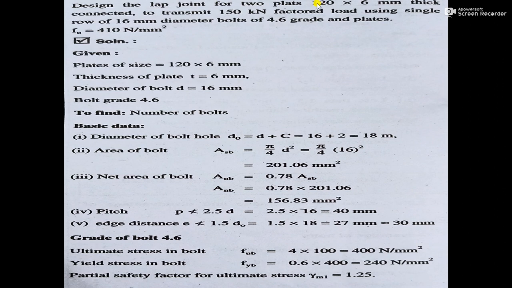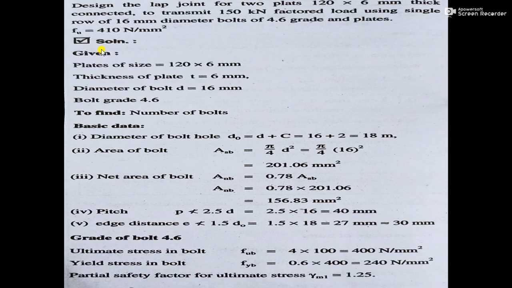Here two plates are given, and those plates are 120 mm into 6 mm thick, both having the same dimensions: one plate 120 mm by 6 mm thick, another plate also of the same size, 120 mm into 6 mm thick. These are the two plates, connected with a lap joint. This connection must transmit a load of 150 kilonewton, and this load is given as a factored load.